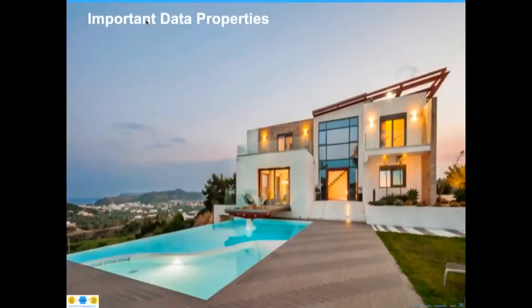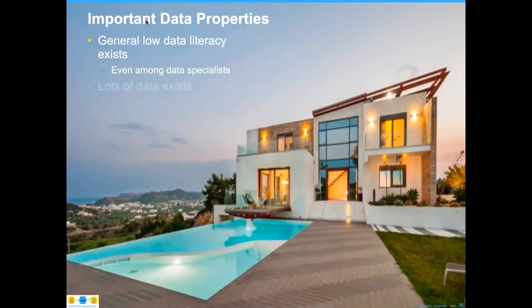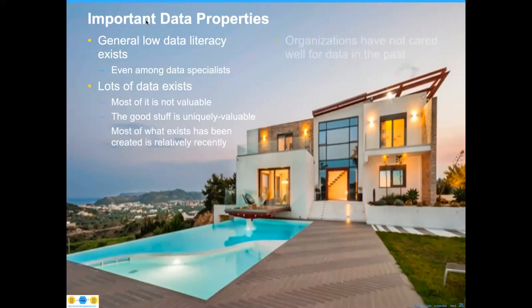First of all, there is generally low data literacy, even among data specialists. They know their specialist part. Think of it, somebody that specializes in kitchen stuff but has no idea what the hallway does. There's lots of data that exists, but most of it was created very recently, and the good stuff, while it's uniquely valuable, most of what exists is not really very valuable. Organizations have not cared well for their data in the past.